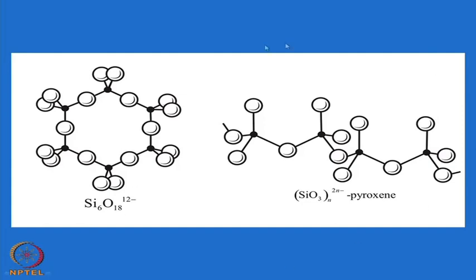Instead of forming a ring, still 2 of the oxygen ions can be shared by silicon, forming a chain. So, it is called the pyroxene structure, and here again 2 of the 4 oxygen ions are being shared by silicon, and the rest will be bonded to other cations.